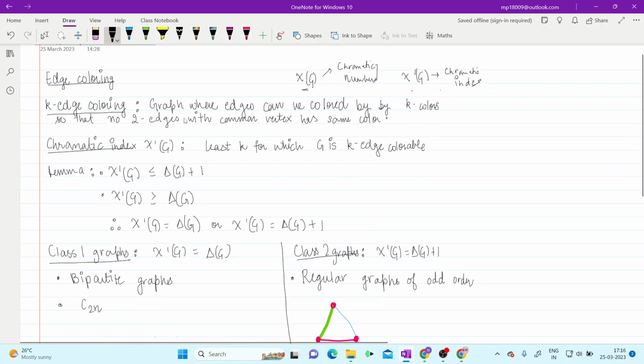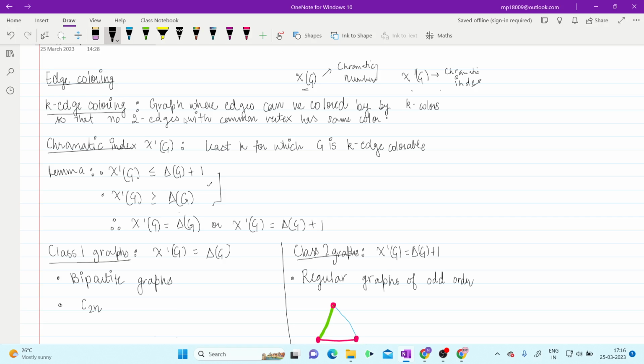Now as we had some bounds on the chromatic number, there are even nicer bounds on the chromatic index. So we have that the chromatic index will always be less than or equal to maximum degree plus 1, and it will also always be greater than or equal to maximum degree. If we combine these two things, we get that there are only two possibilities for the chromatic index: it can either be equal to the maximum degree, or it can be equal to maximum degree plus 1.